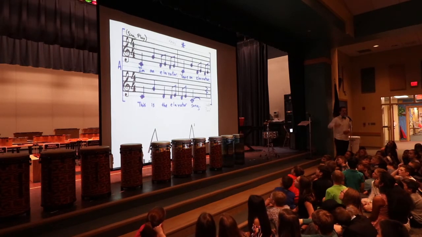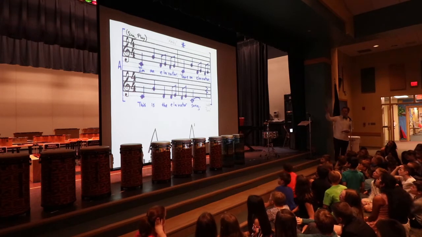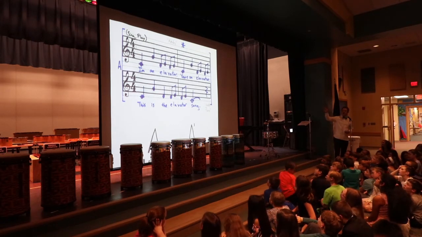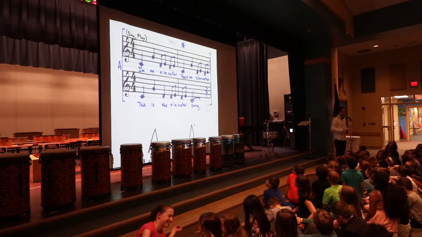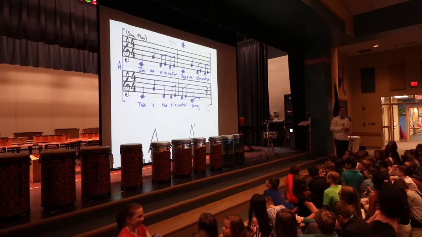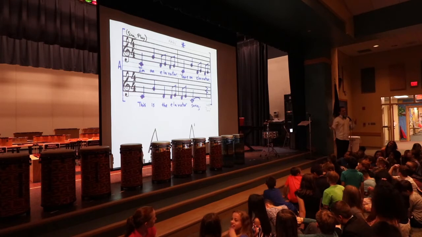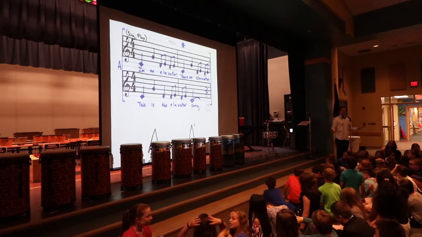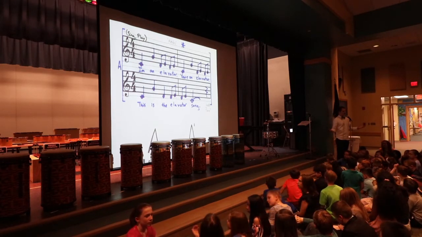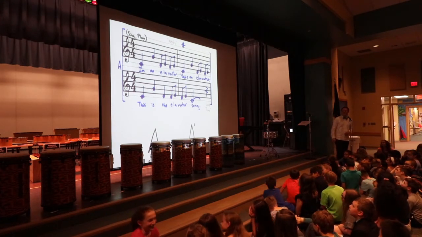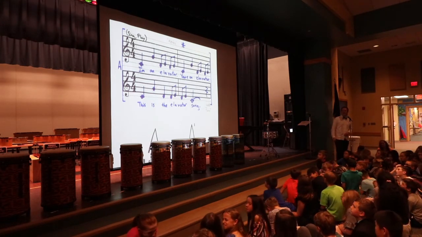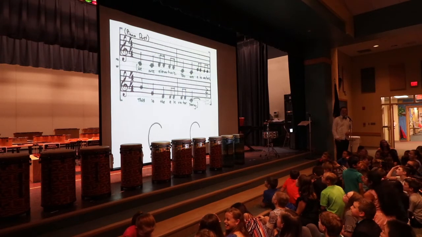The first time the students play this A section that you see on the screen, they'll do it straight through, but the second time they're going to do it as a two-part round. Now, a round is when there's two groups, one starts, and then a few beats later, another starts. So the students wanted to make this a round. Following that, we have our C section.